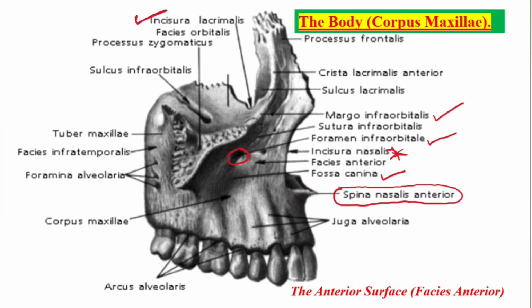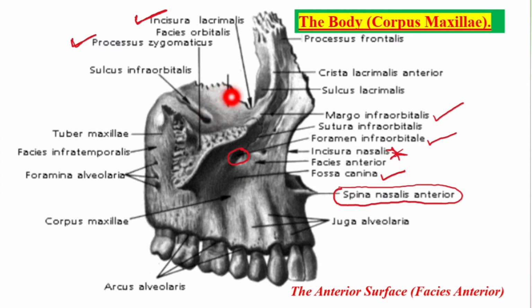Here you can also see the lacrimal notch, incisura lacrimalis. That's where the lacrimal bone will lodge. And this is the zygomatic process, processus zygomaticus, right? So this part is the anterior surface.